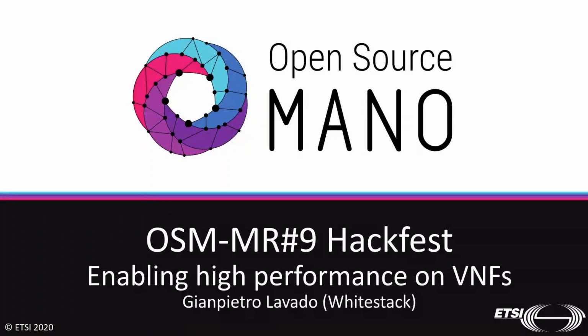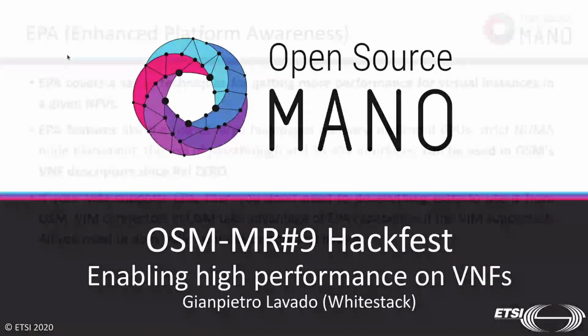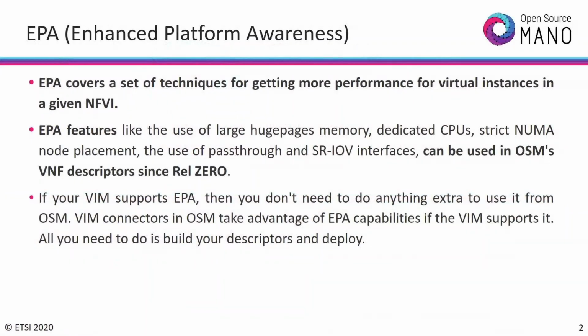So in this session, we will talk about how to enable high performance on VNFs. Everything is contained under a concept called EPA, or Enhanced Platform Awareness, which covers a group of techniques that are enabled in the NFVI, specifically in the compute servers that host the VMs, the virtual machines, or even some of them can be enabled in Docker containers as well.